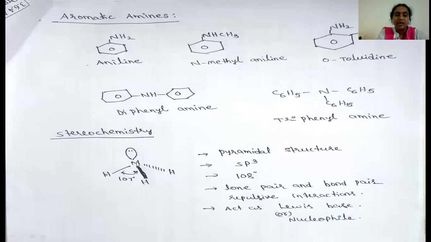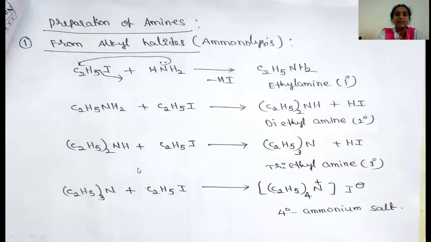And because the nitrogen contains one lone pair of electrons, it acts as a Lewis base as well as a nucleophile. A Lewis base is nothing but a compound that can donate a lone pair of electrons, or also act as a nucleophile. So this is the structure, or stereochemistry, of ammonia or amines.